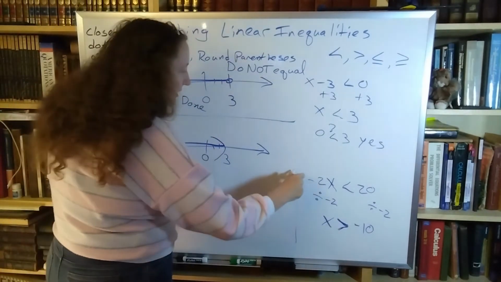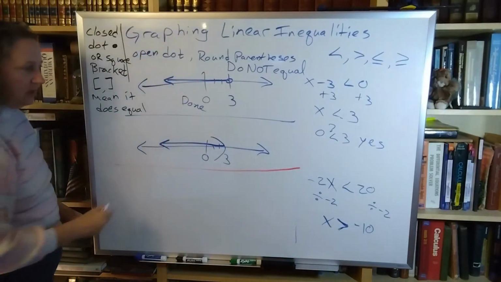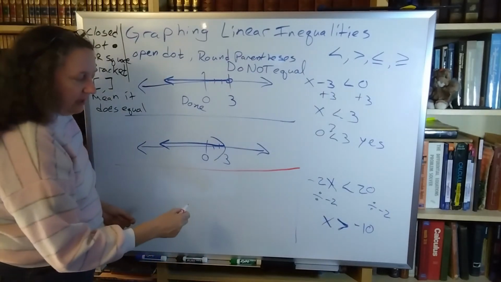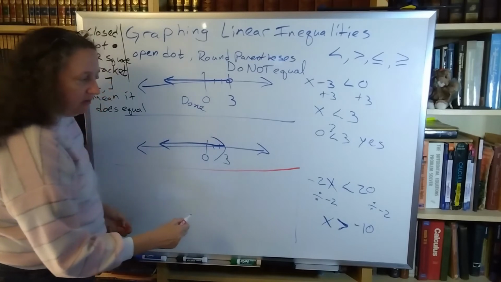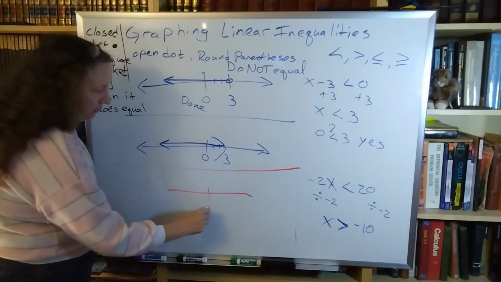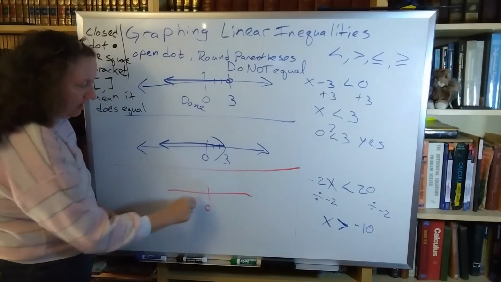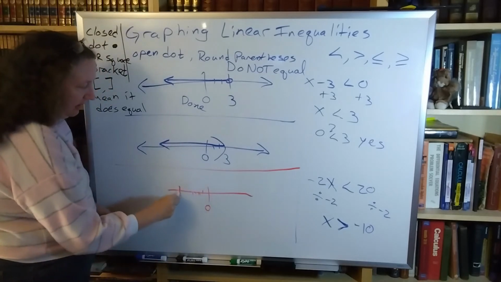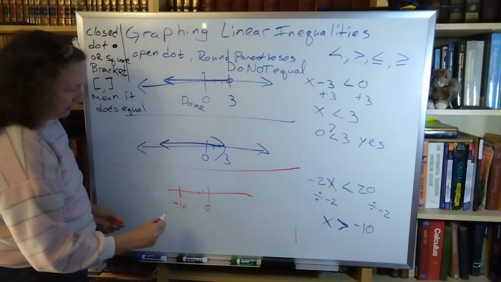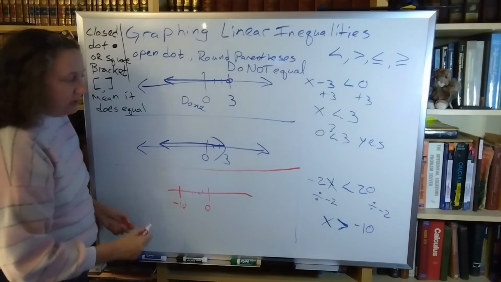Going down to my bottom example here, I have negative 2x is less than 20. I solved it, and I came up with x is greater than negative 10. So I'm going to have my number line. I'm going to have a 0 somewhere on my number line. And then I'm going to count back. And I get to negative 10. And x is going to be greater than that.